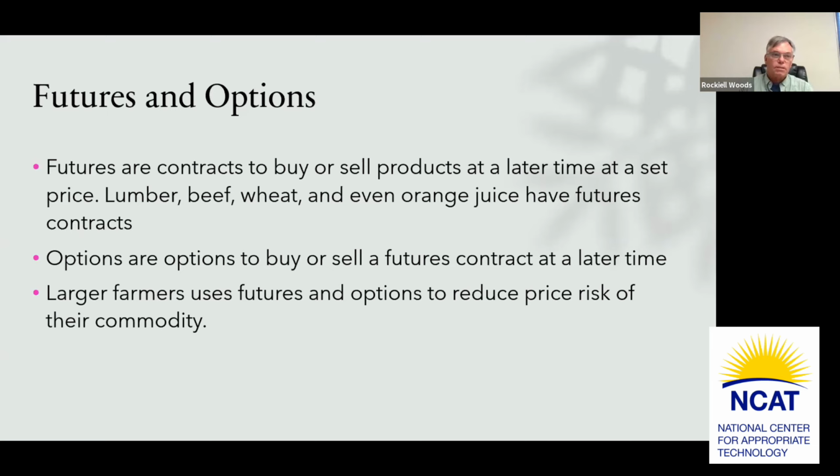And you can also do something, but futures contracts, you agree when you buy or sell to buy or sell a certain amount of a product. So you might agree to buy or sell 5,000 bushels of wheat in December. And you might do that in May.